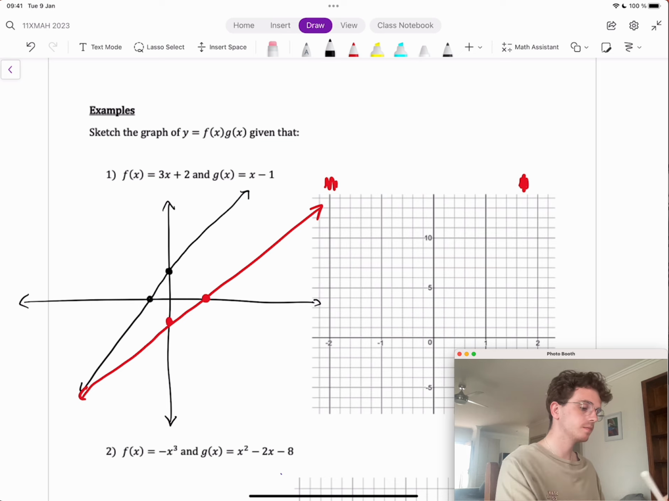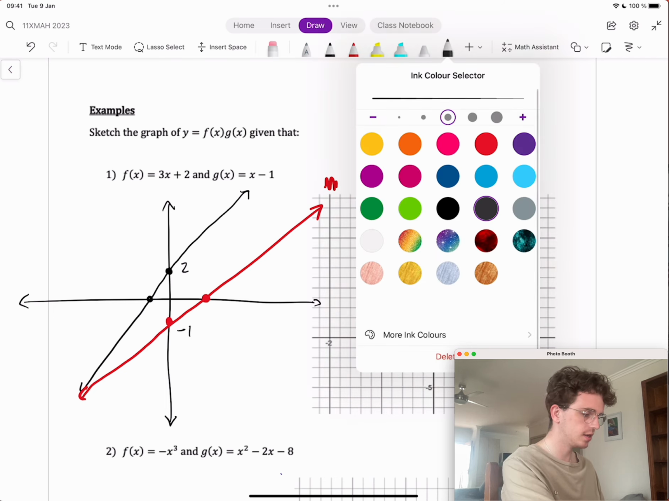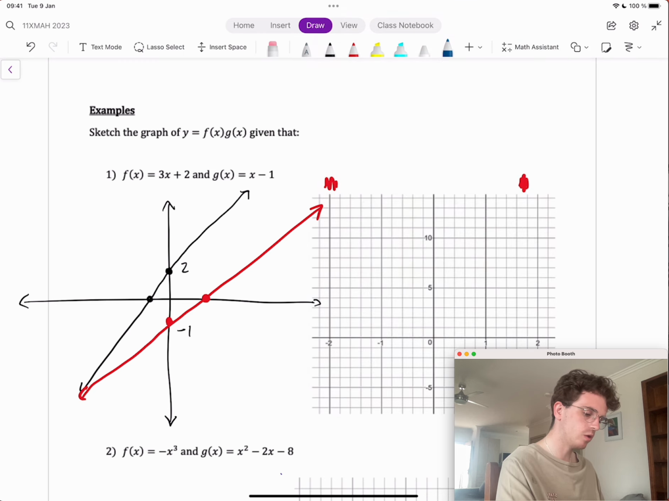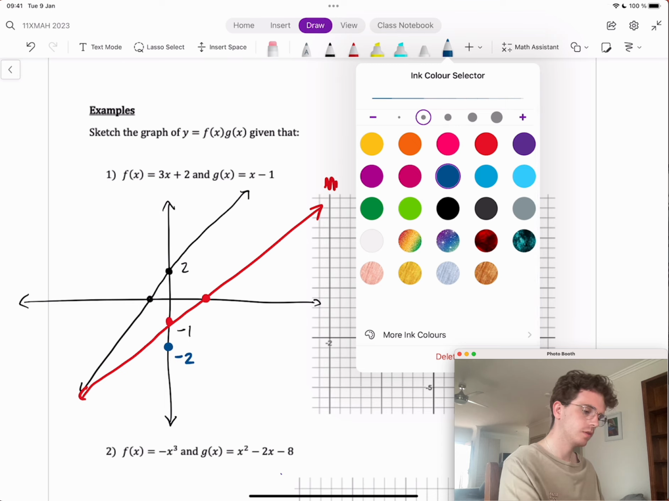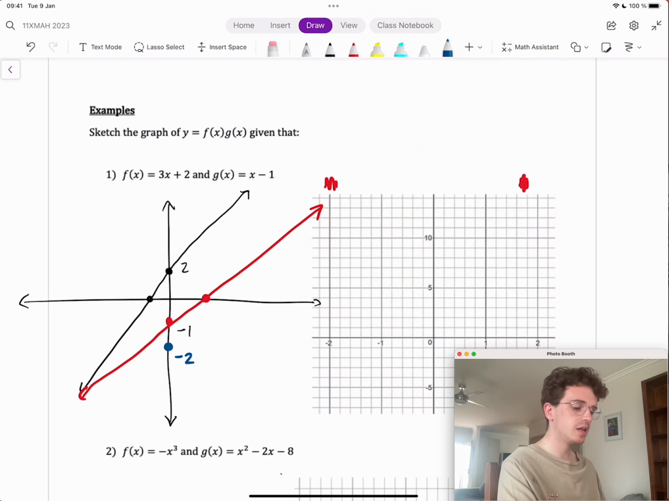So, let's consider what happens when we take the product of these two functions. Here we've got 2, and down here we've got -1. So 2 times -1, I might make a new colour, 2 times -1, we're going to be down here at -2. Again, at our x-intercepts, we're going to have 0 times something, so we're going to have a function that's here. Again, we're going to have another 0 here. Over here, that's going to be -2/3.